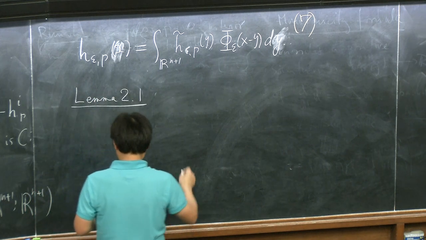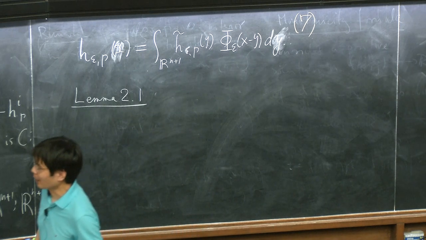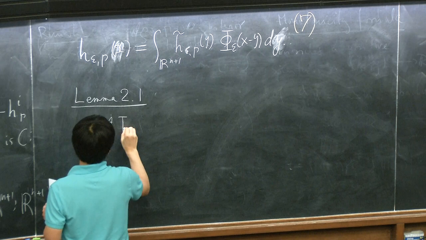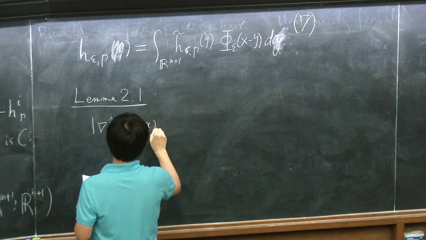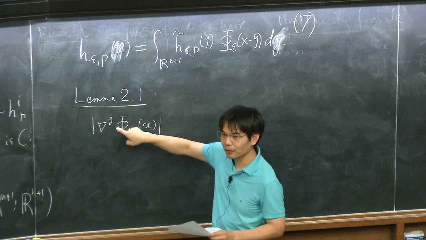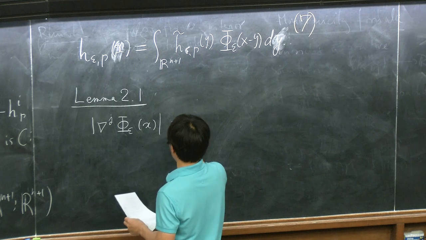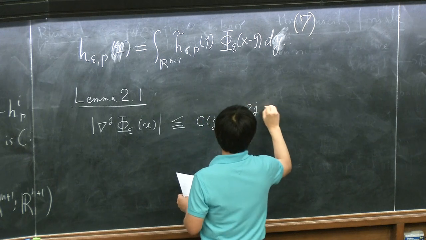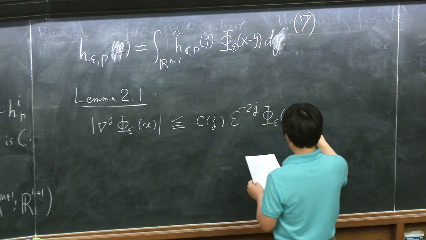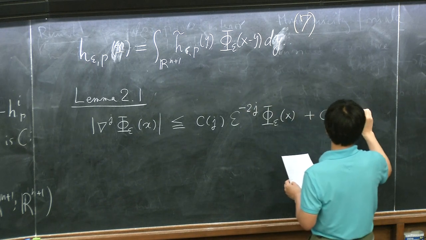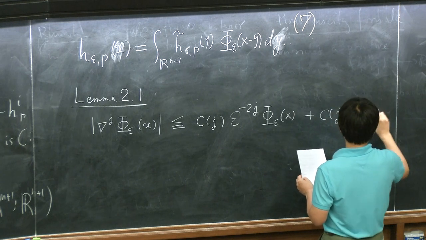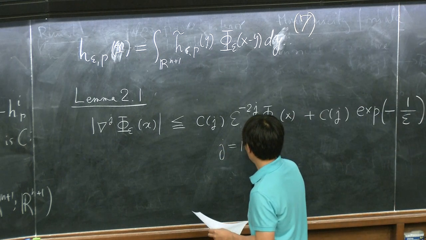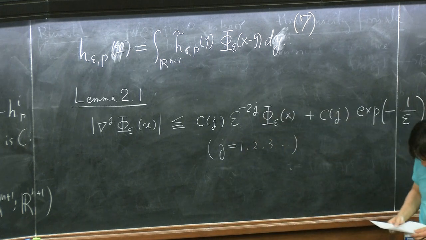First, I need to estimate how they behave. This one is relatively simple, but I want to point out this property of this modifier. If you differentiate this modifier, you can estimate that it is less than or equal to some constant depending on j and epsilon to the minus 2j times phi itself, plus some error term that comes from the truncation. This is for j equal to 1, 2, 3, and so forth. So that's one lemma I need.